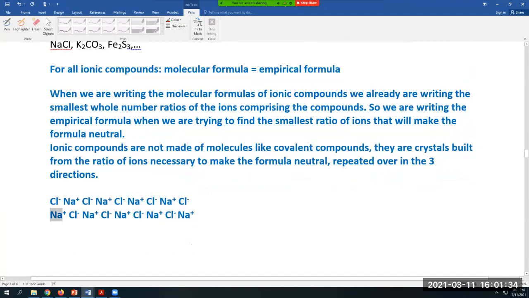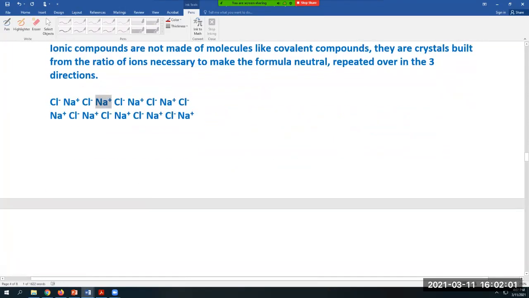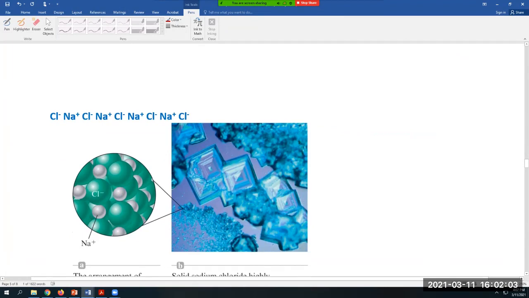And of course, if you look in all directions, it's like that. But of course, they will position themselves so that Na is surrounded only by Cls, right? If you look at Na, it's only surrounded by Cls. And if you look at the Cl, it's surrounded by only Na, right? Because that's how they are attracted. Positive and negative charges are attracted to each other. And so you build crystals like this.